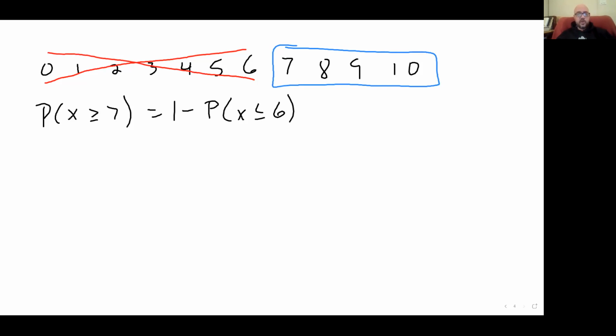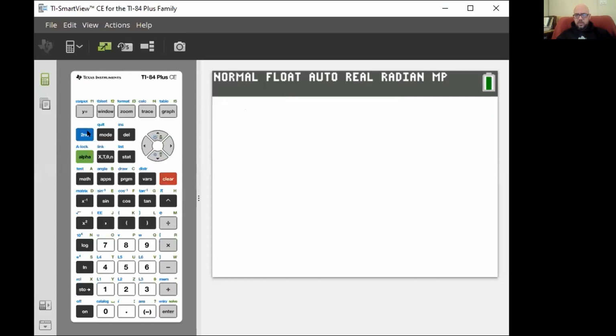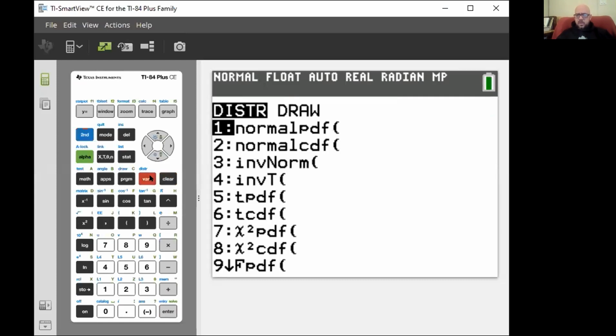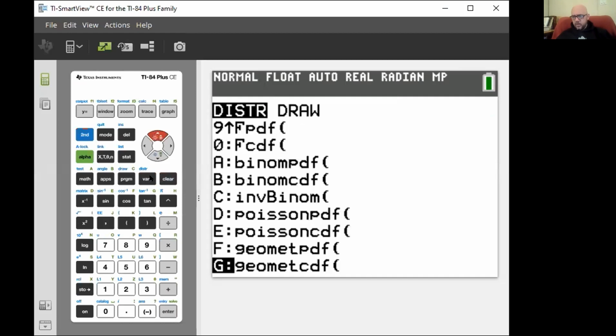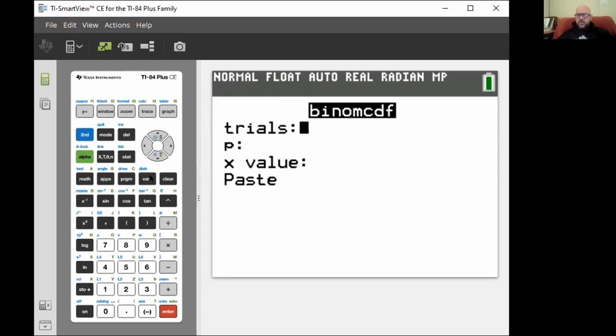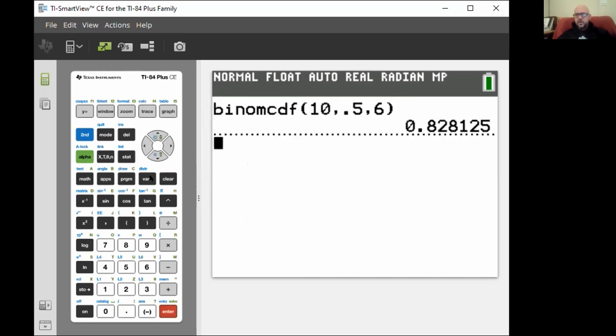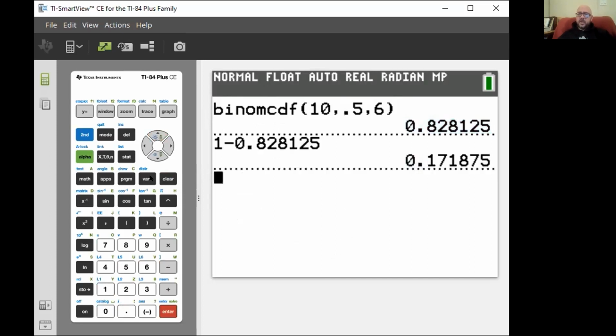So let's switch over to the calculator. We're going to do distributions. Binomial CDF. The number of trials, we had 10 questions, probability of success 0.5, and we are looking for 6 or less, right? So that's the probability that the person will get 6 or less right. So 1 minus the answer is the probability they'll get 7 or more right.